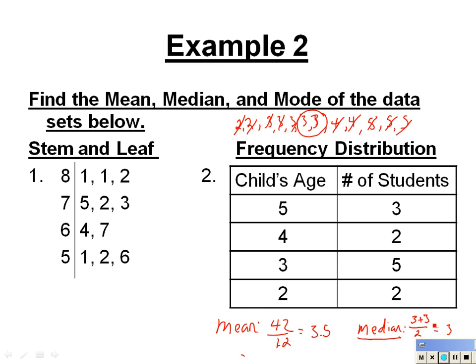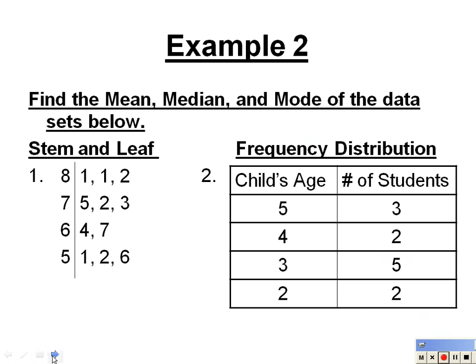Finally, we have the mode. The mode will be, of course, the number that occurs most often, and a frequency distribution is kind of set up for that. Which one occurs most often? Well, the one with the highest number of students is this one. It's got 5 students. That's age 3. So the mode is 3. And that's how you calculate mean, median, and mode.